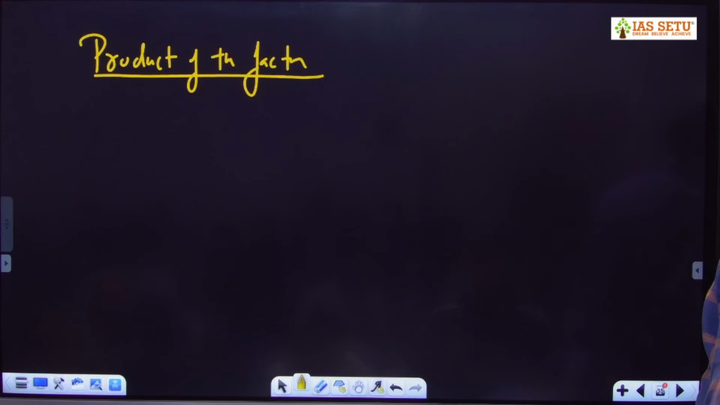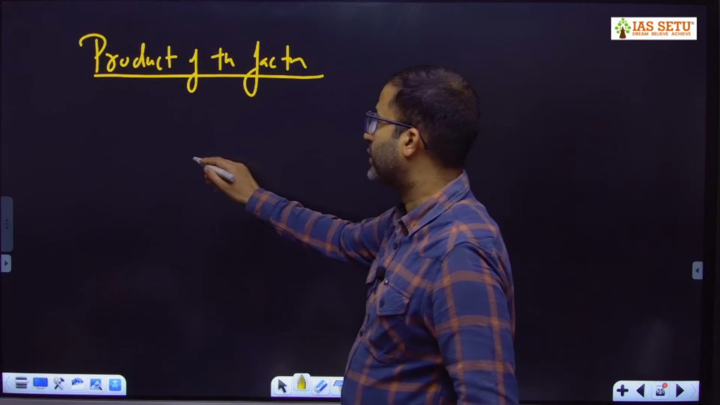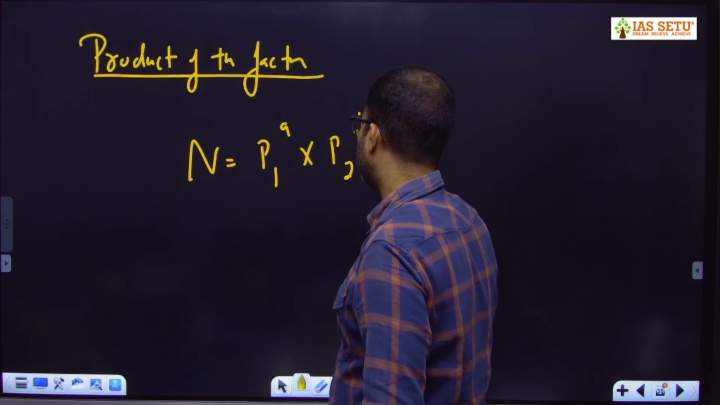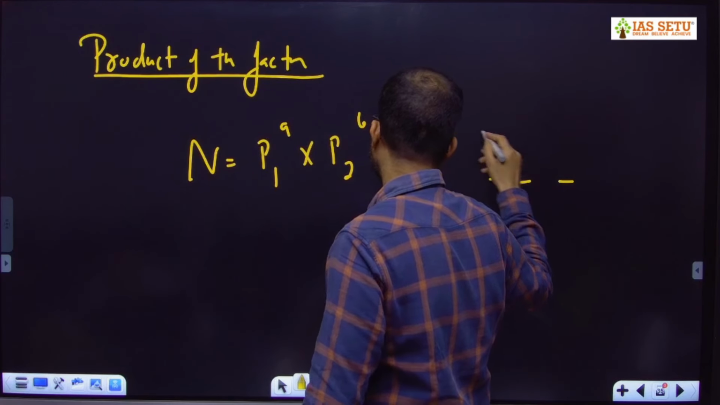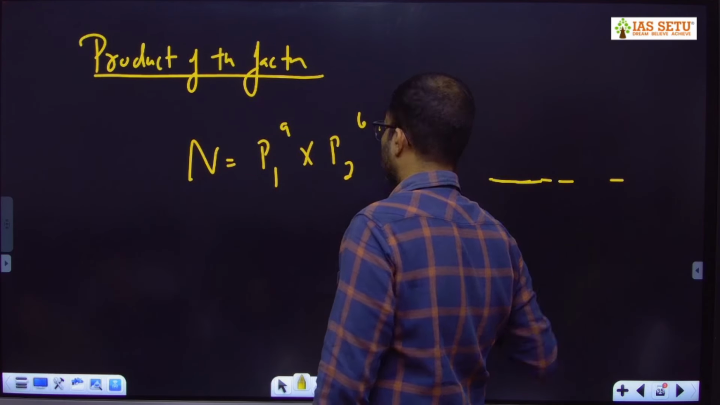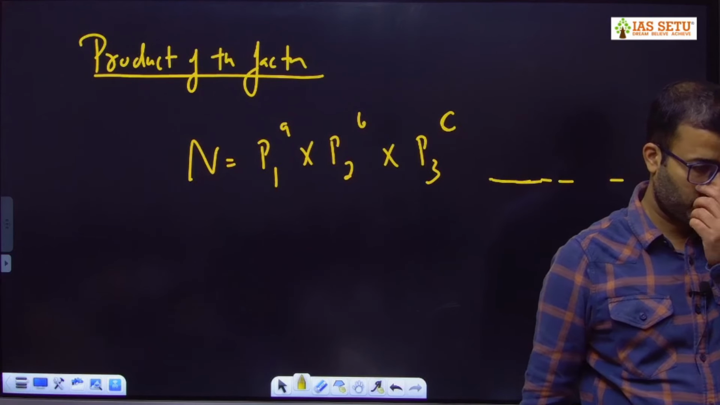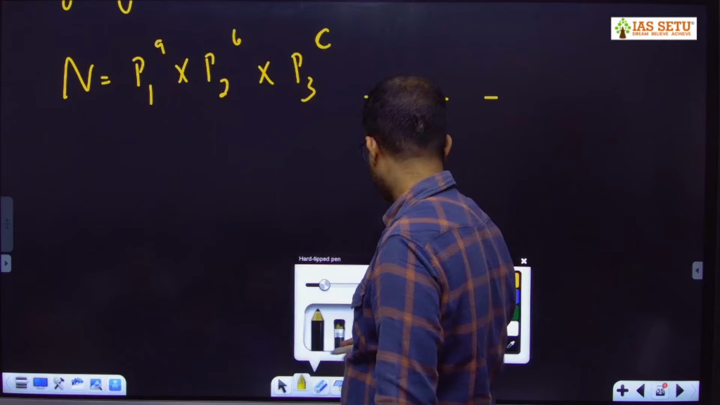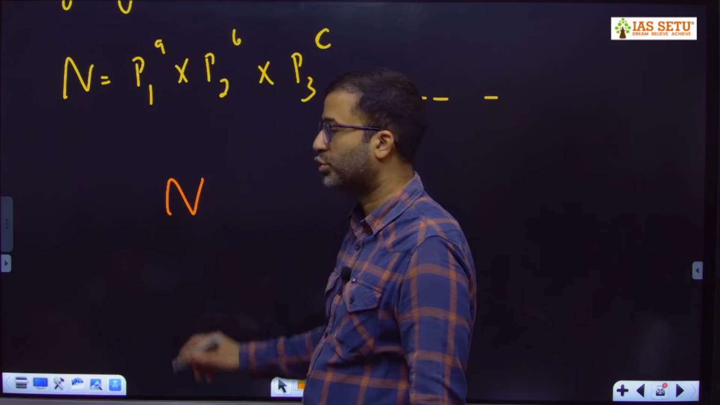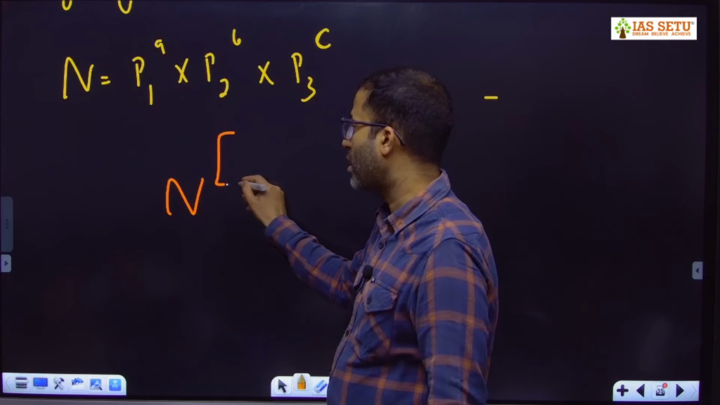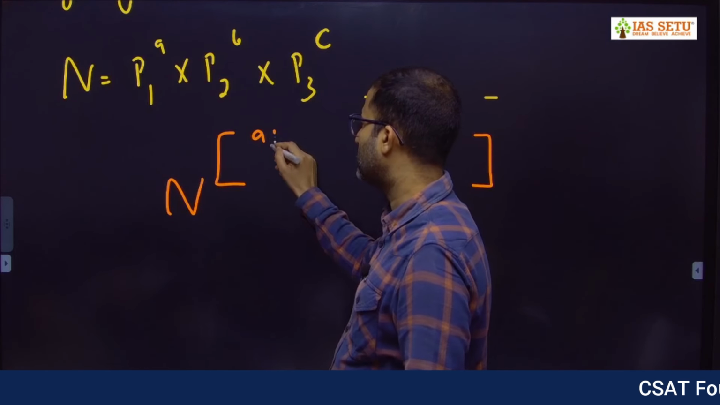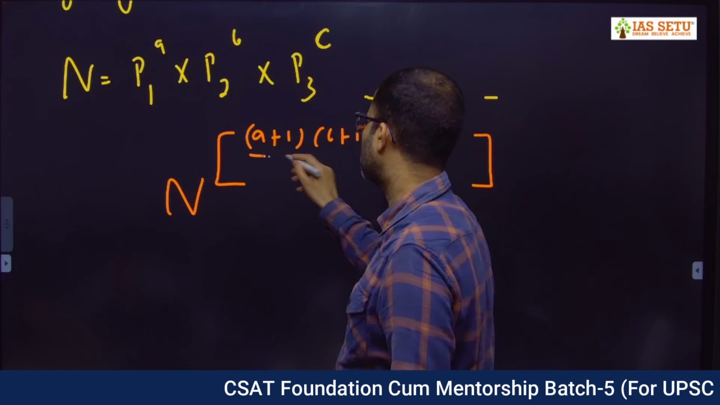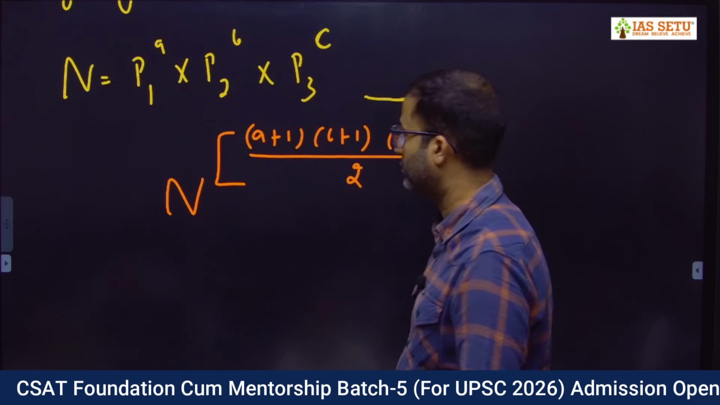Here also we have to convert the number in prime form. So n is equal to P1 to the power A into P2 to the power B into P3 to the power C, and so on. Okay, same thing. So what is the formula for the product of the factors? You write the formula first, then we practice 2-3 questions. n to the power (A plus 1) into (B plus 1) into (C plus 1) and so on, divided by 2.